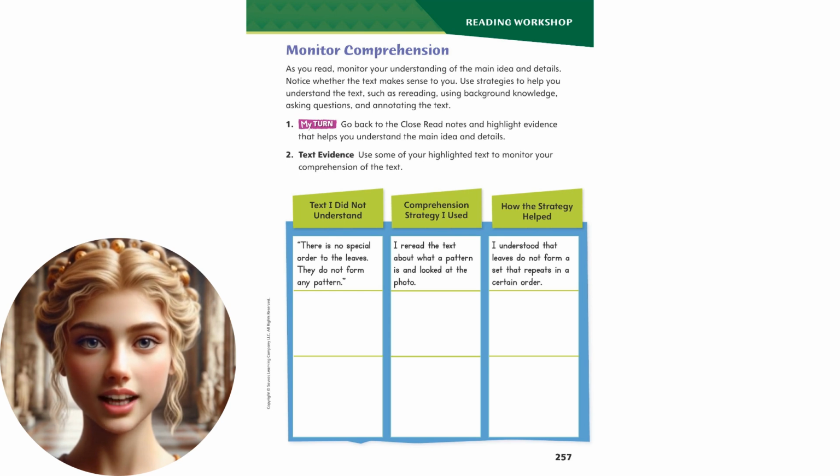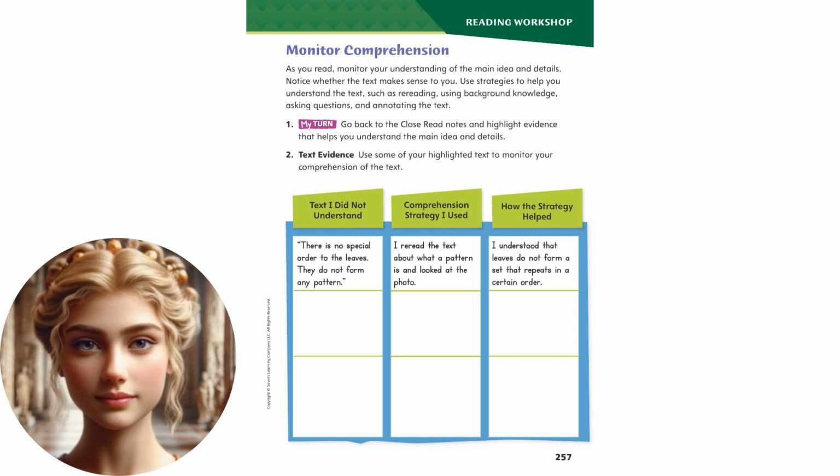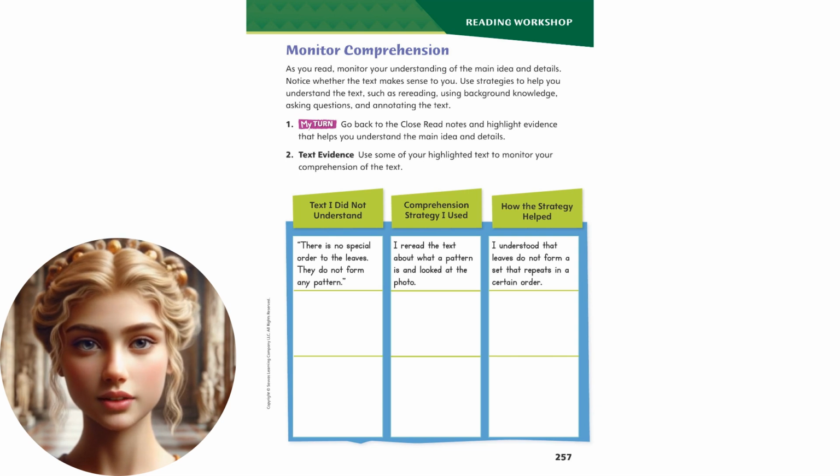Think about a part of the text you didn't understand. Did you read it again to help? For example, if you didn't understand the sentence, "There is no special order to the leaves," you could look at the picture of the leaves to see that they don't follow a pattern.